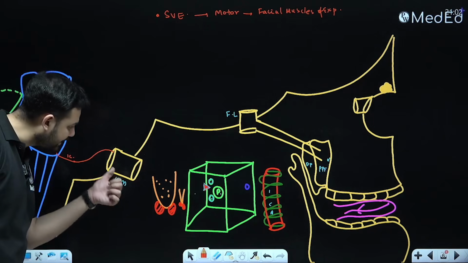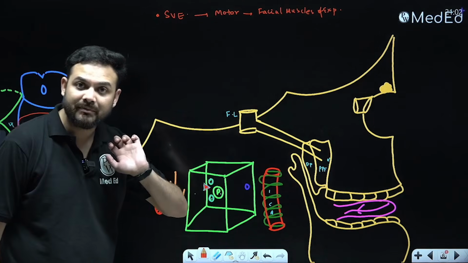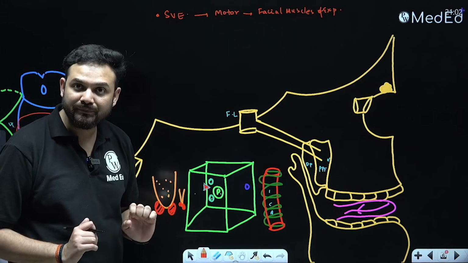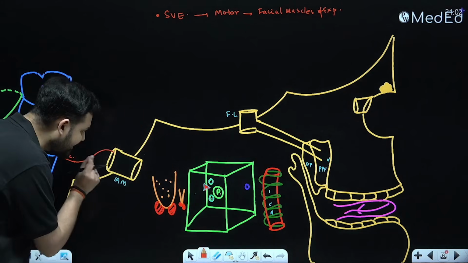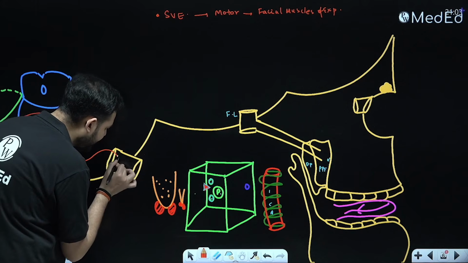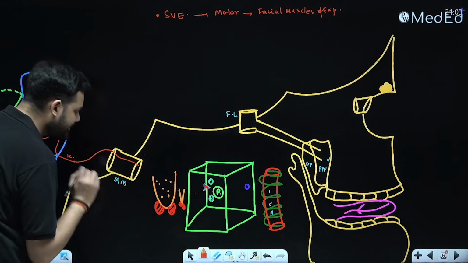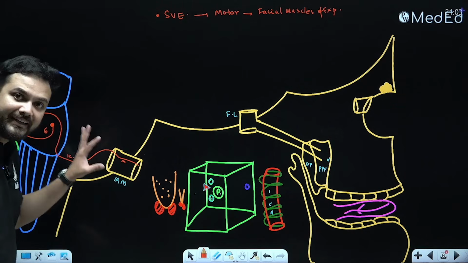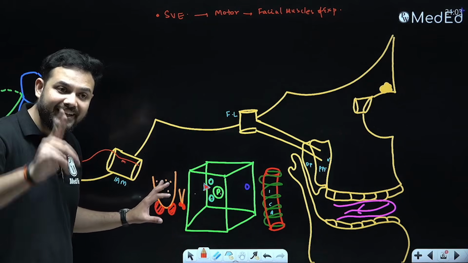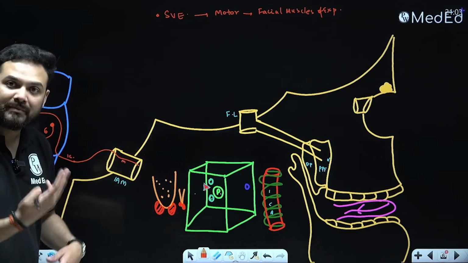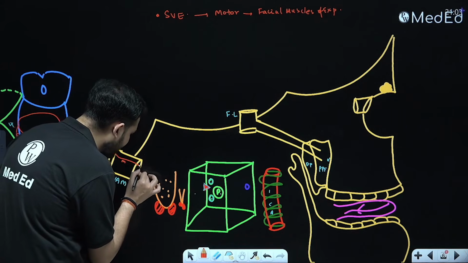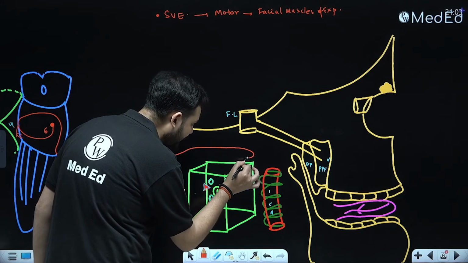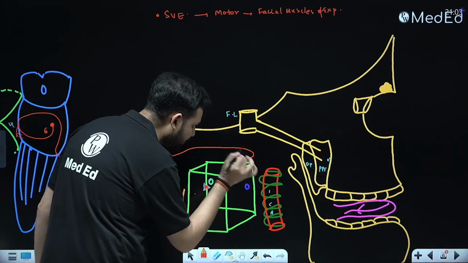Once these fibers enter the internal acoustic meatus, they become intratemporal, meaning they have entered the temporal bone. The first part inside the temporal bone, within the internal acoustic meatus, is called the meatal part. So first it was intracranial, and once it enters the intratemporal region, the first part is the meatal segment or intrameatal part. Then once it comes out of the meatus, it goes towards the roof of the middle ear and takes a turn. Once it turns, it forms a ganglion over here. What is a ganglion?